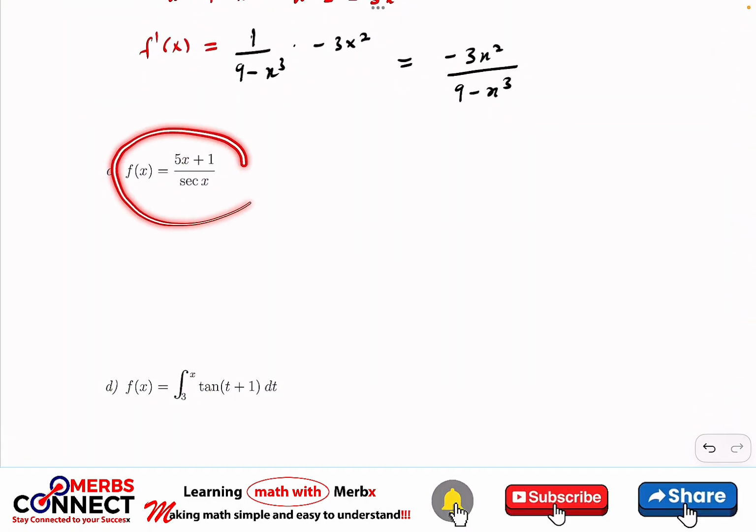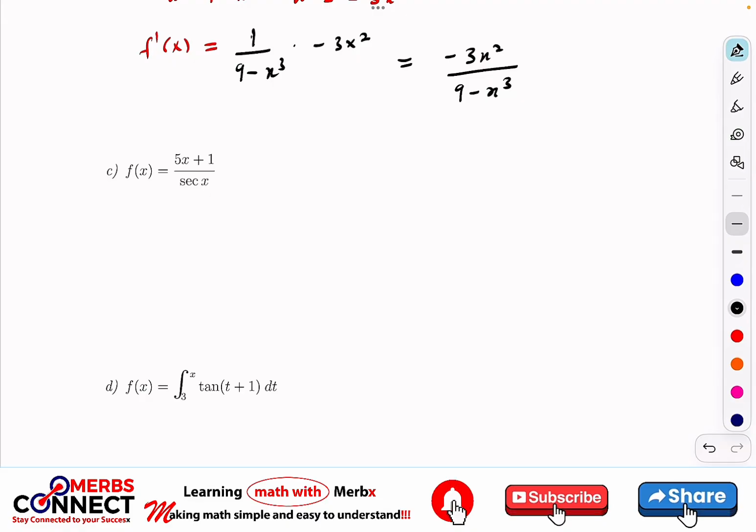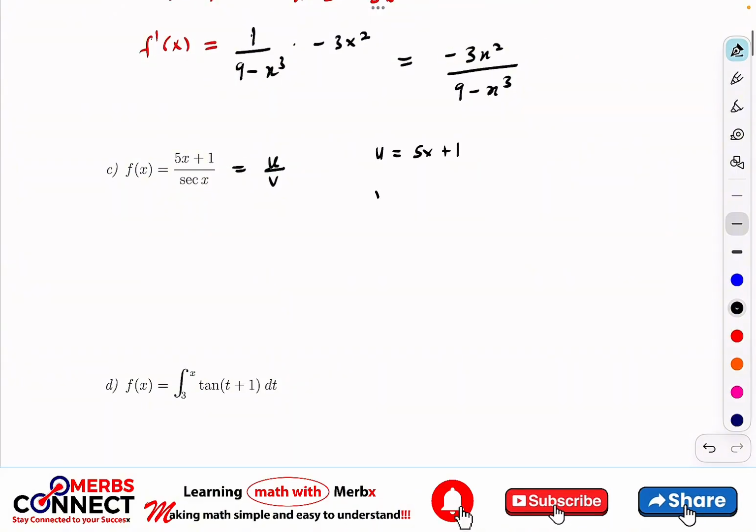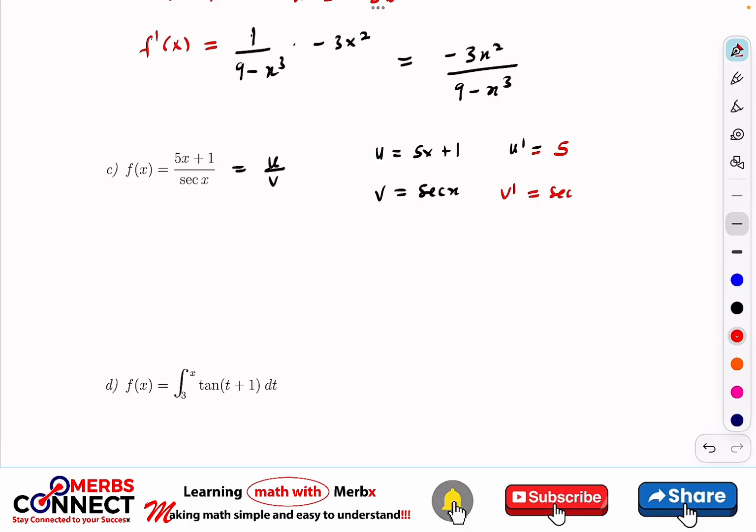Now here we need to use the quotient rule. So I'm going to say that this is equal to u divided by v. So I'll have my u to be equal to 5x plus 1 and my v to be equal to secant of x. U prime is going to give us 5 and v prime is going to give us secant tangent. So don't forget, when you differentiate secant, we get secant tangent.